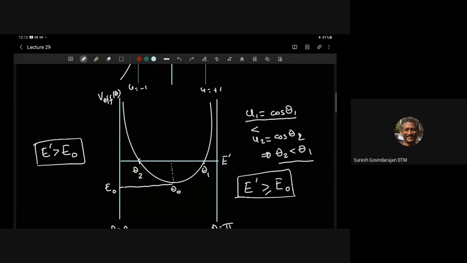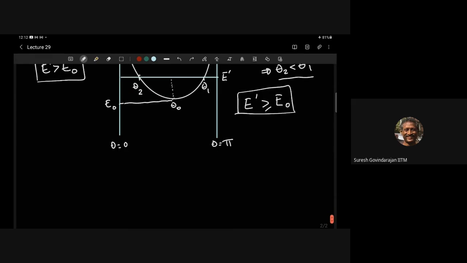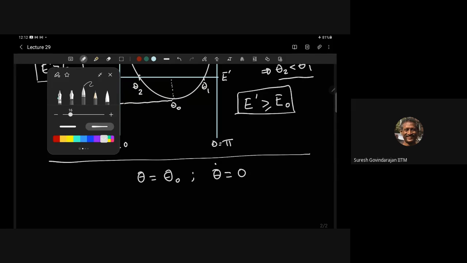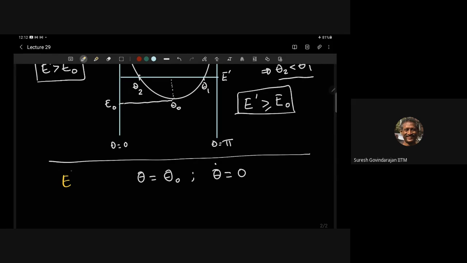Let us first consider the case when E prime is equal to E naught. It implies that theta is fixed, theta equal to theta naught always, and theta dot is 0. Let's use a different color for this. Then we get this.